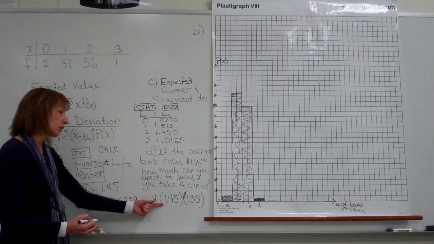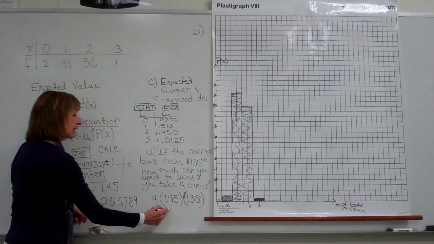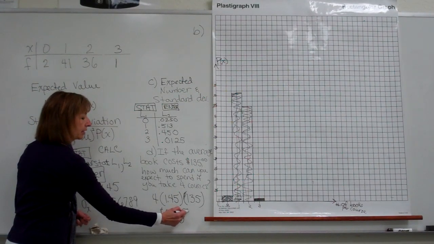And so when you multiply those 3 numbers together, you get that you would expect to spend about $783 in books.